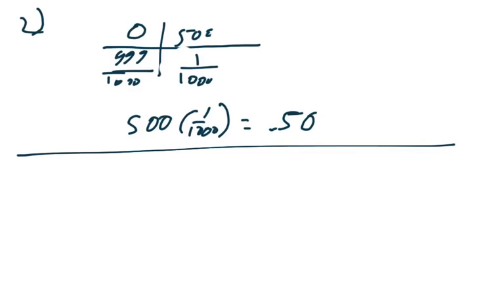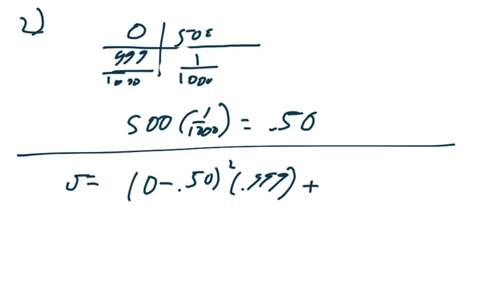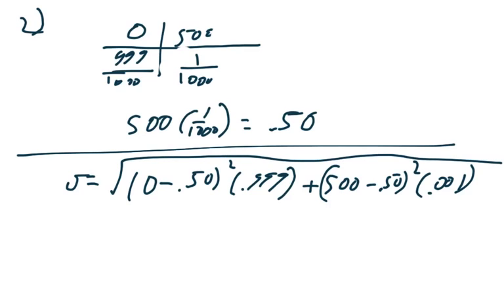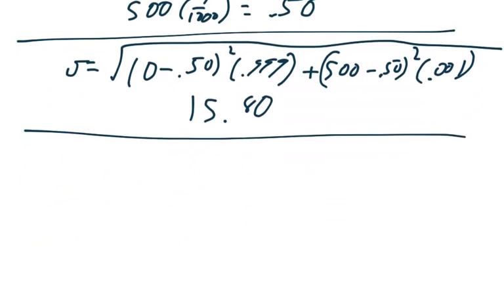And then the standard deviation is 0 minus 0.50 squared times 0.999 plus 500 minus 0.50 squared times 0.001, and then we're going to square root that, which gives me a standard deviation of 15.80. So that's just for one game.